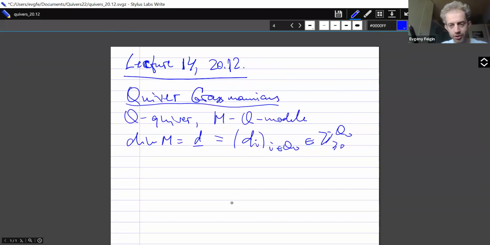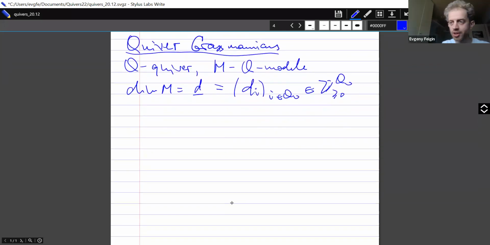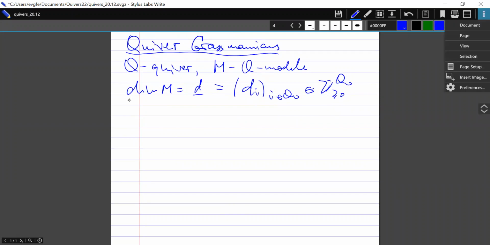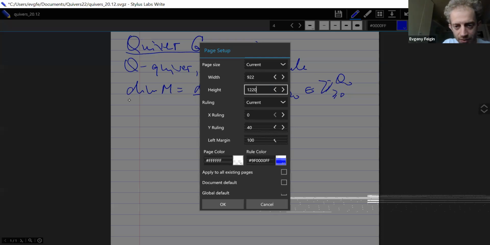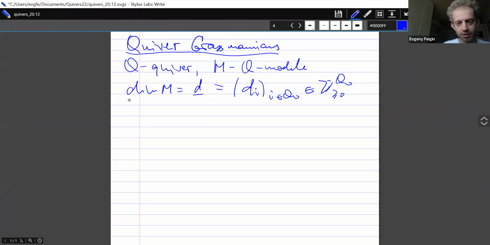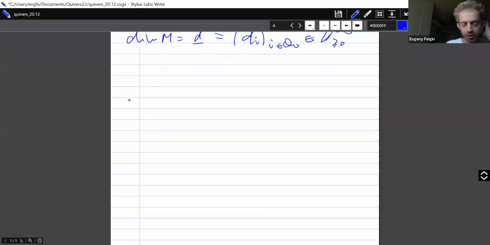Maybe it's too long. So I just changed the length of the page, but probably it's too much. Let's see. Try page setup. Yeah, that is what I did. Okay, probably it should work now.